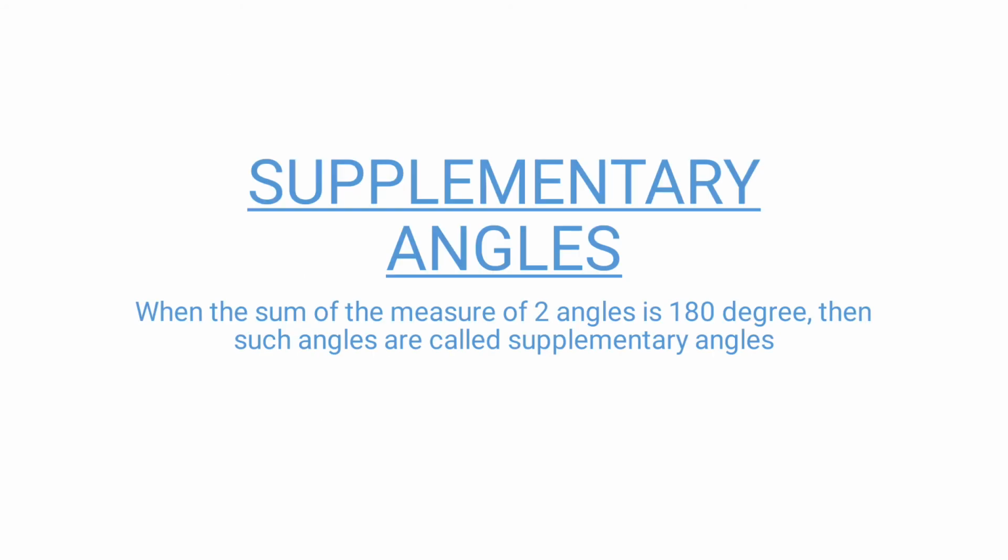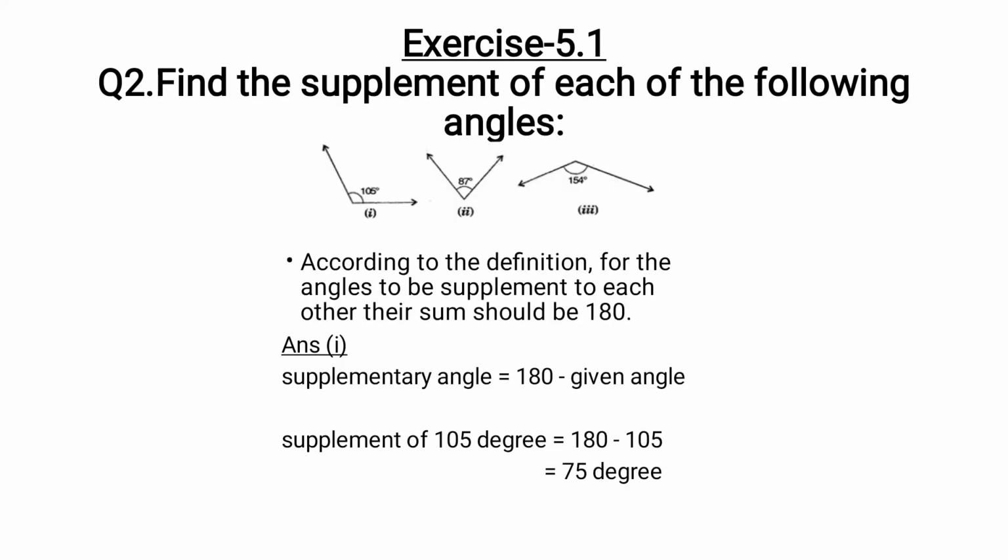Now, let us learn about supplementary angles. Here, when the sum of the measures of two angles is 180 degrees, then such angles are called supplementary angles. So, now let us learn about it with the help of an example given in exercise 5.2. Question 2. Find the supplement of each of the following angles.